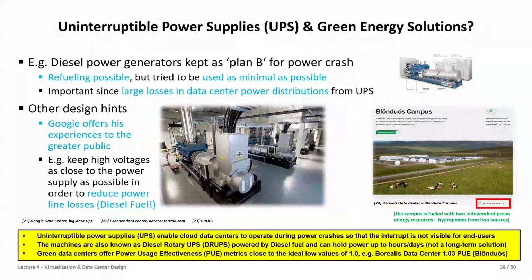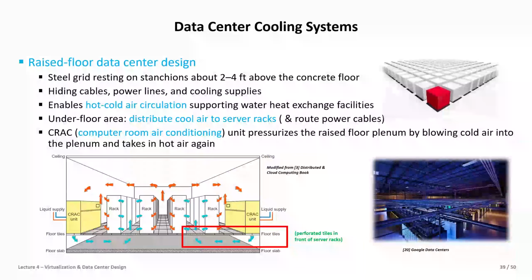The power usage effectiveness is something you want to review as well. It's a factor that should be close to 1. Something you see here, Blendos for instance, is really 1.03. So this is very, very good in terms of effectiveness. And these metrics are, of course, very important for data centers to get customers and so on.